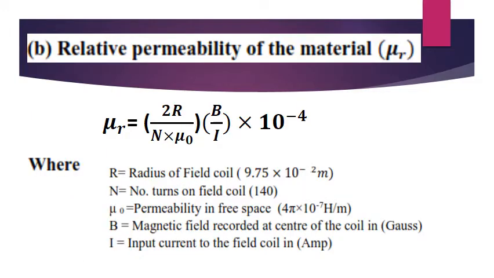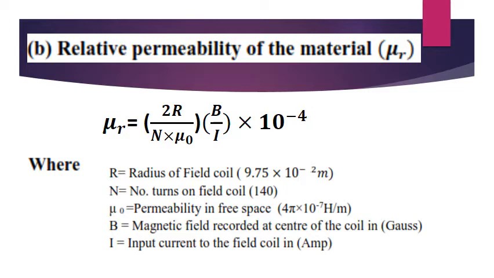Next is another formula for the relative permeability of the material. We find the relative permeability of the material by using this relation. μ_R is the relative permeability, which is equal to 2R / (N μ_0 (B / I) × 10^-4). 10^-4 is the conversion factor from Gauss to Tesla, where R is the radius of the field coil, which is about 9.75 × 10^-2 meters.